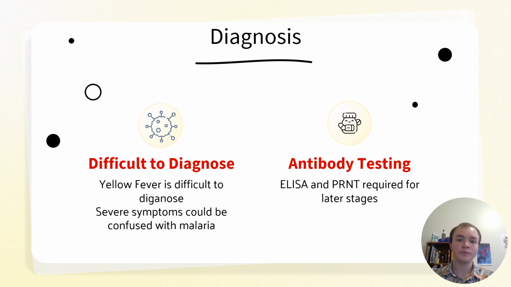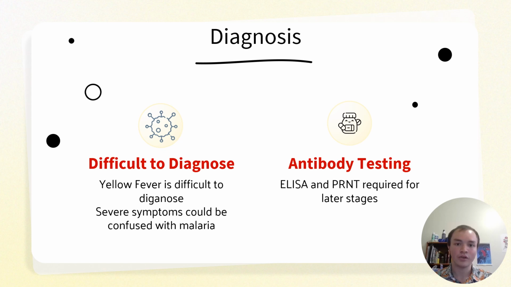So, and more severe cases can be confused with severe malaria, leptospirosis, viral hepatitis, and infection with other flaviviruses such as dengue, hemorrhagic fever, and poisoning.